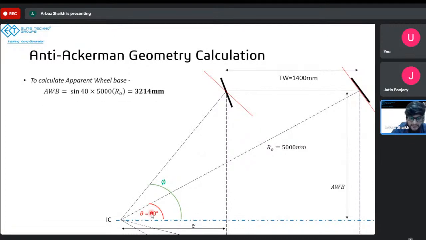So apparent wheelbase can be calculated by the triangle, which is this one. Okay, the bigger triangle, right? From the bigger triangle, we can calculate the apparent wheelbase by sine 40. This angle sine 40 will be equal to apparent wheelbase upon hypotenuse. So perpendicular upon hypotenuse, right? And with that, we can calculate the apparent wheelbase to be 3214 mm. Right? So we calculated this apparent wheelbase with that.